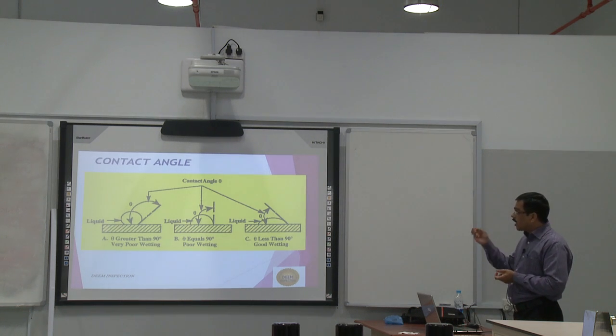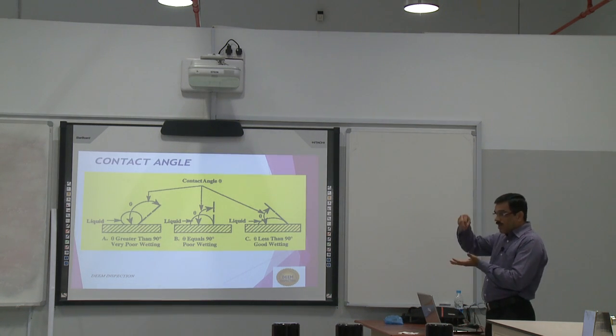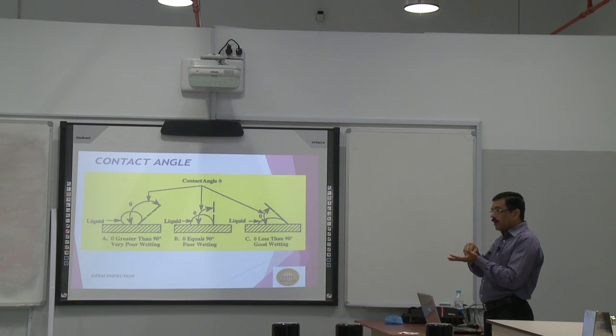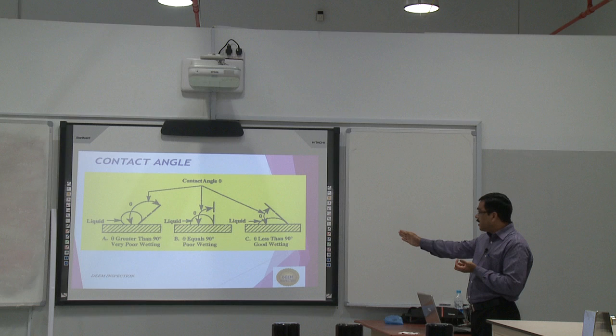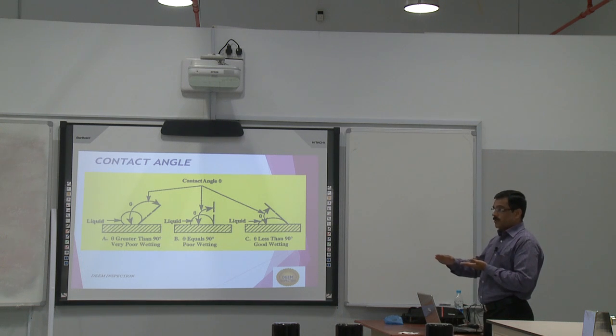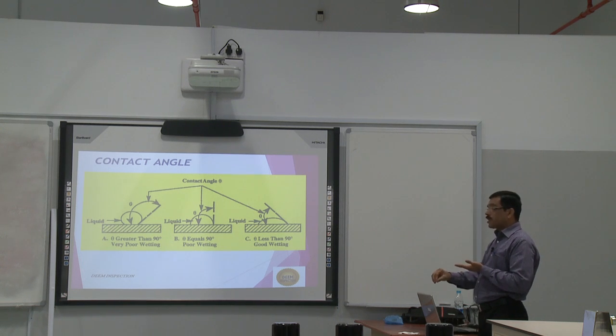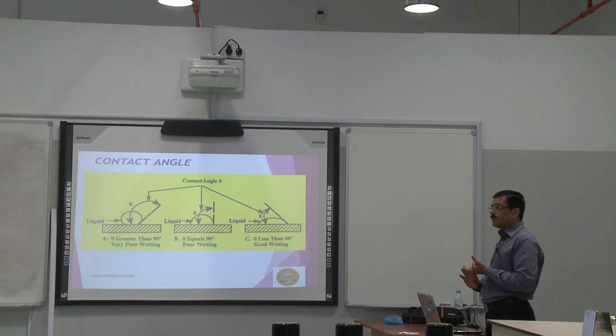The second one we are talking about is contact angle. When a liquid is poured onto a surface, the contact angle with the surface should be as low as possible, because if it is less than 90 degrees, there is good wetting. Whenever we apply penetrant to the surface, there should be good wettability. So the angle should be less than 90 degrees, which will give us good wetting ability.